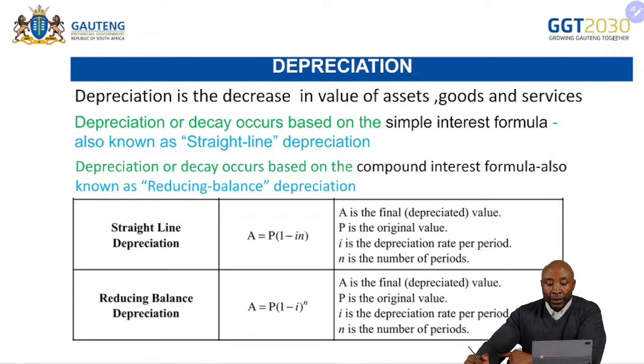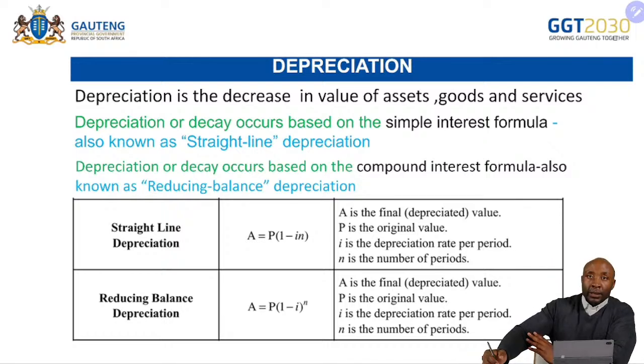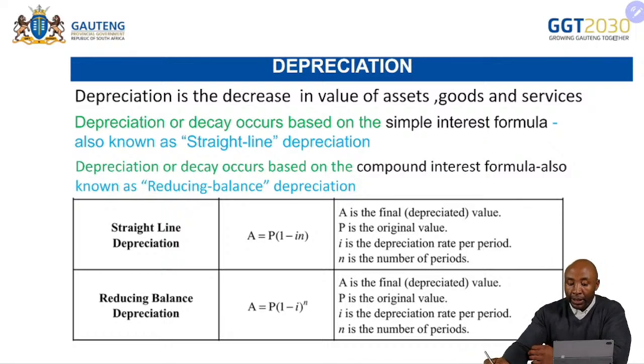Now, there's something else that we need to discuss, which is depreciation. We know that depreciation is a decrease in value of assets, goods, and services, and depreciation occurs in 2 ways. We have the simple interest formula depreciation, which is also known as straight line depreciation. The formula is given there.